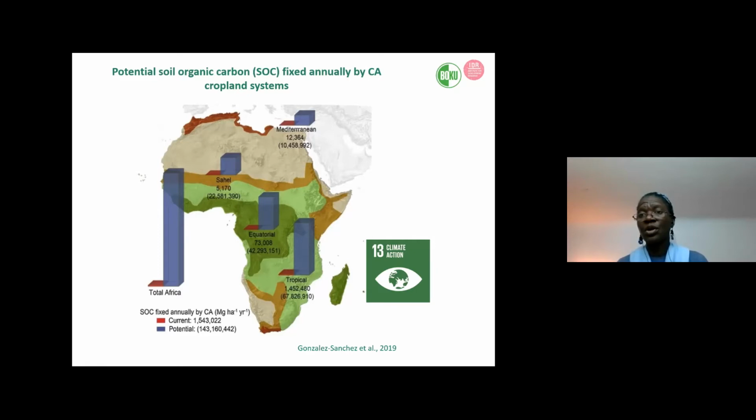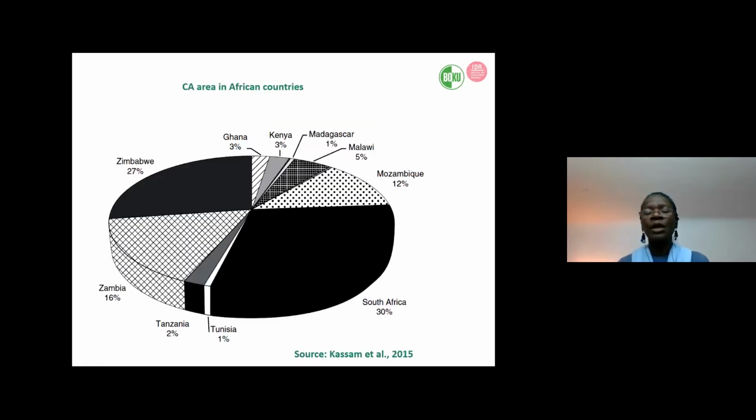this potential remains untapped. Many African countries are doing conservation agriculture. However, most of the conservation agriculture that is going on is way below what would be very significant. If we look at this diagram, most of it is below 10% of their total land.